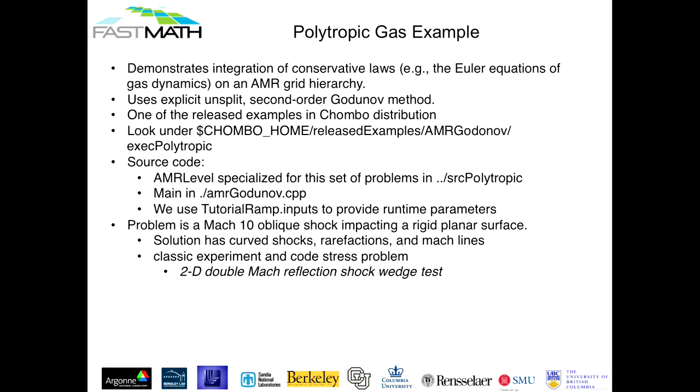So now I'll go into my example that's going to be in the tutorial. The example that you run in your tutorial is doing a polytropic gas. So this is a semi-idealized gas. It is doing what's called the 2D Mach reflection wedge test.